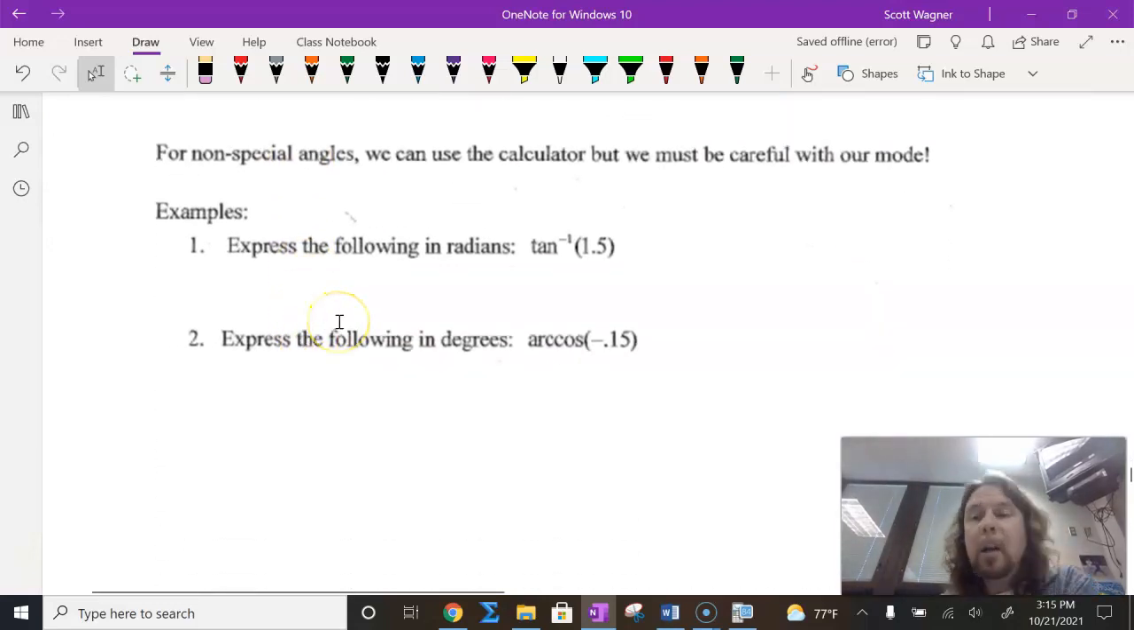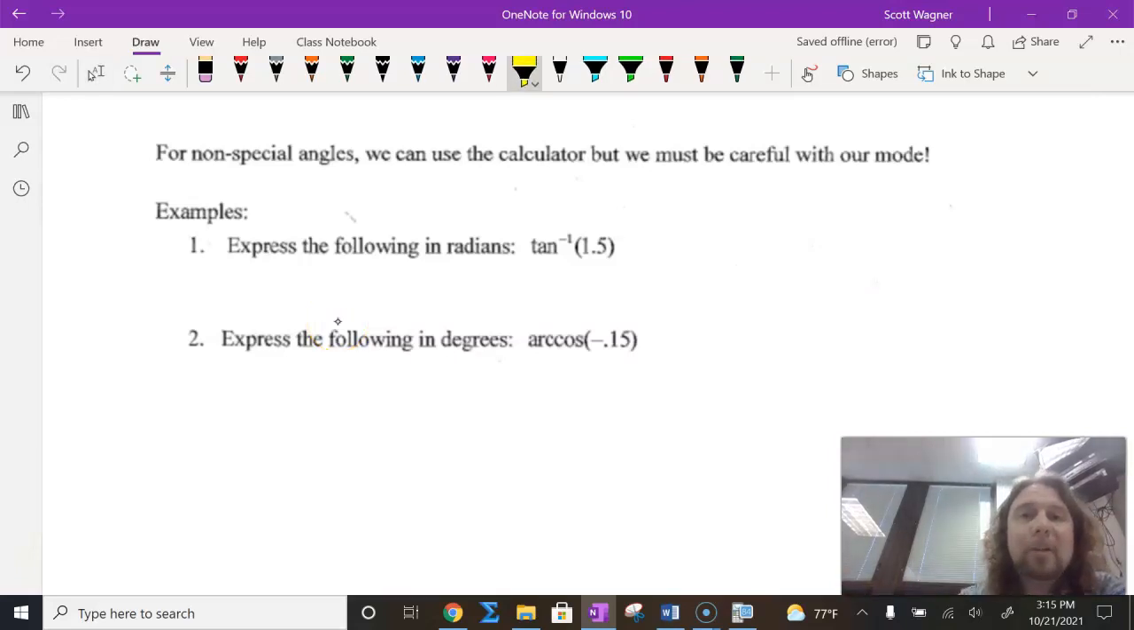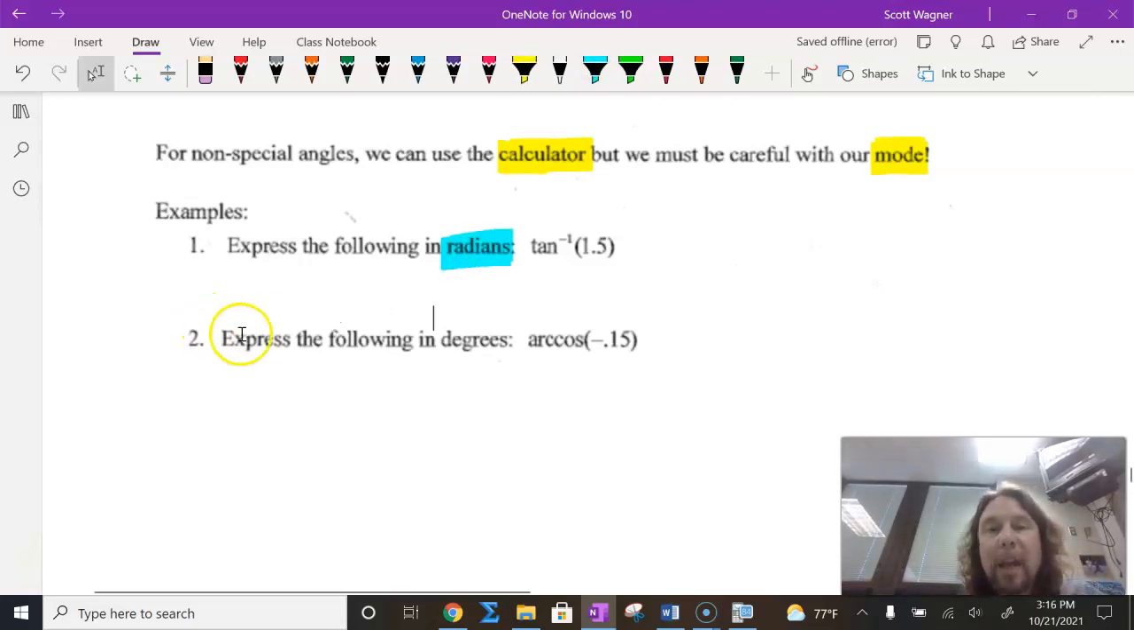All right. What if you deal with angles that aren't necessarily part of your 30, 60, 90 or 45, 45, 90 right triangles? In that case, then, you're definitely going to want to make sure you've got your calculator, but be careful of your mode. So, for example, the first one, the inverse tangent of 1.5, and they ask for the answer in radians.